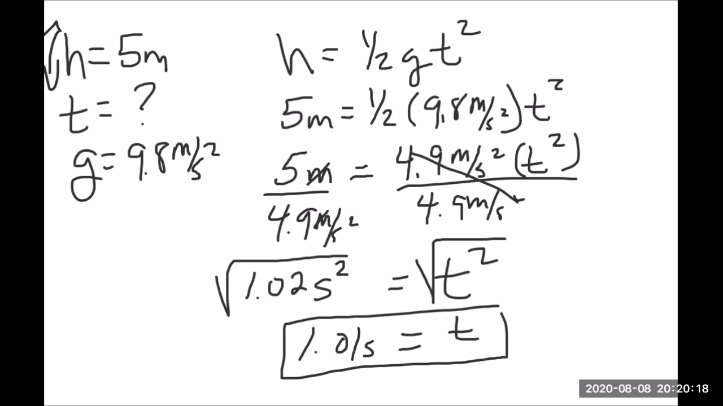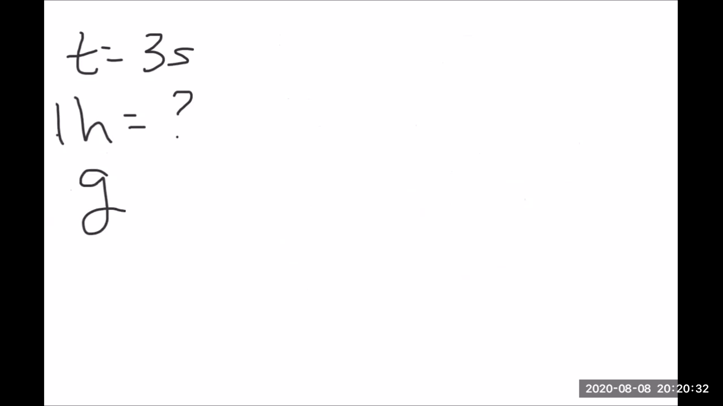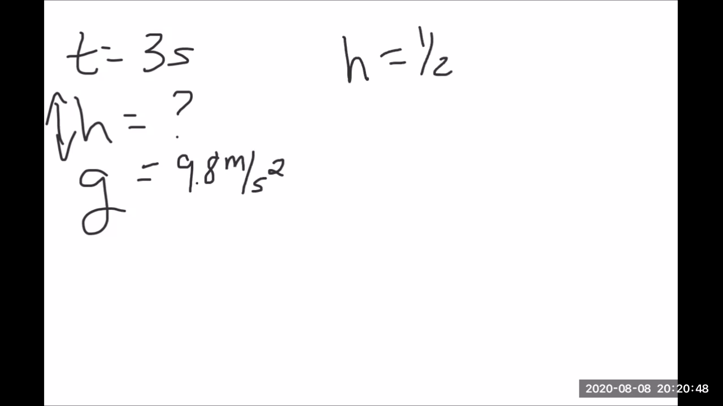Now you can do the same thing if given time. You drop a ball, and let's say it takes 3 seconds to hit the ground. What height did you drop it from? Again, unless I say otherwise, let's assume we are on Earth, and the acceleration due to gravity is 9.8 meters per second squared, and we're going to assume air resistance is negligible. So, same stuff, just solving for a different letter. So we're looking for height. In some ways, this one is easier.